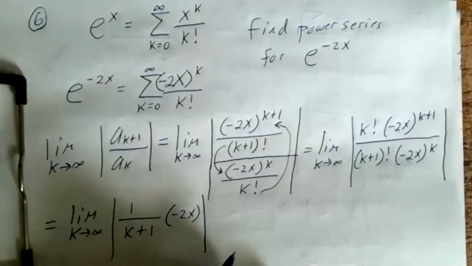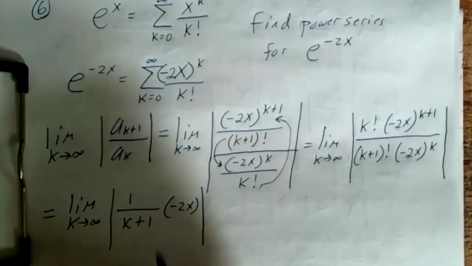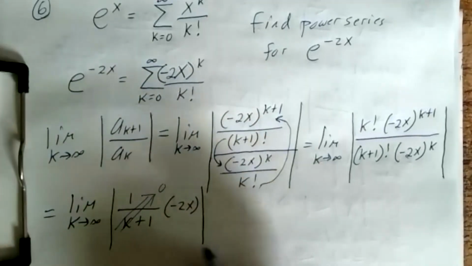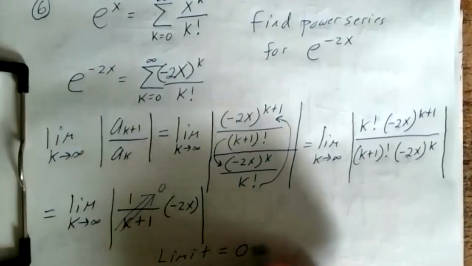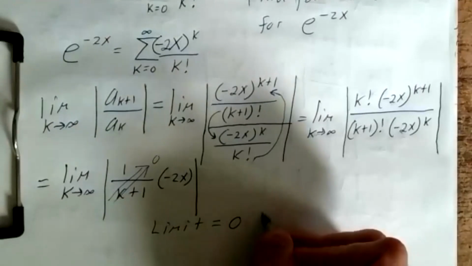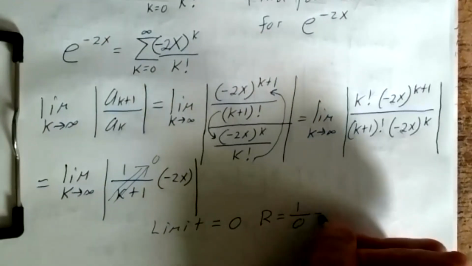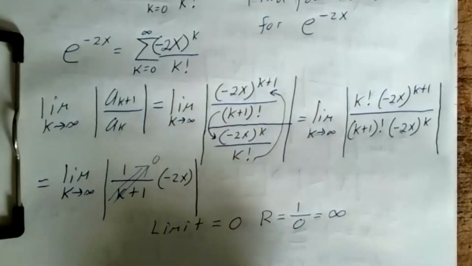Hence, now as we allow k to approach infinity, notice this fraction is going to approach 0. So this entire fraction is going to approach 0. And so therefore the limit of this is equal to 0. But the radius of convergence, remember, is 1 over the limit. So the radius of convergence is going to be infinity. And so there you have it.